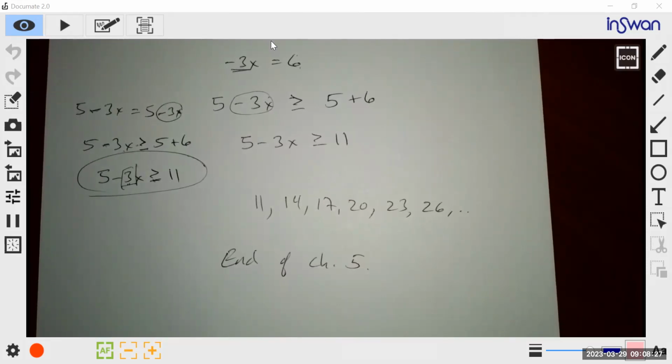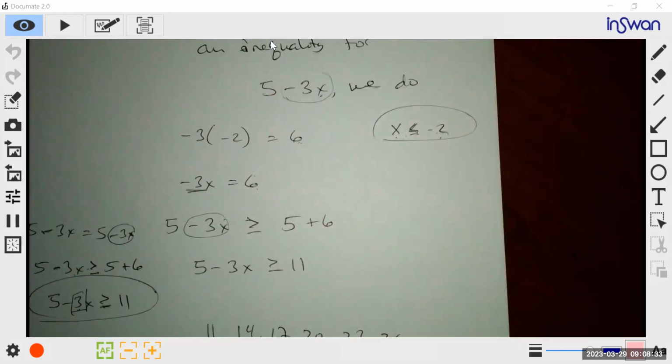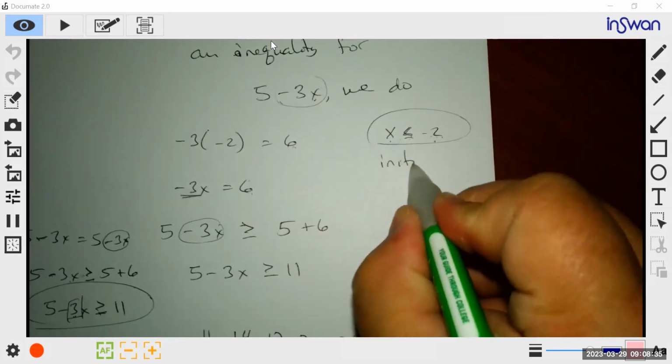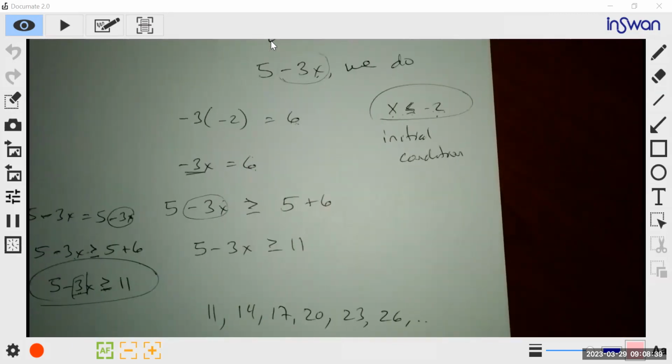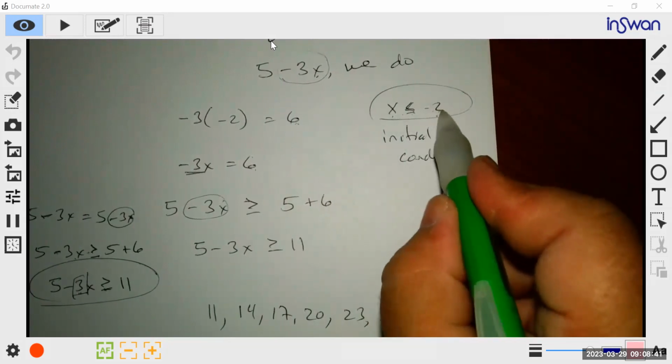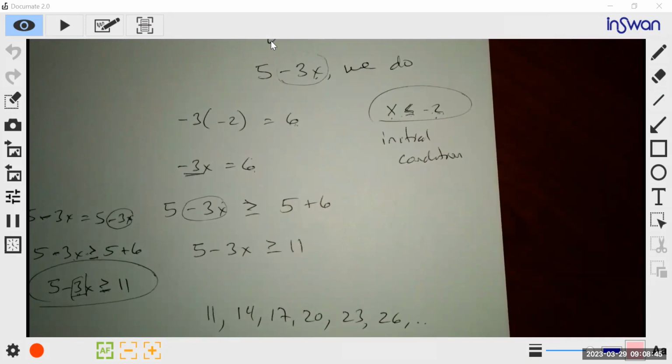First I was lost. I was wondering how you got 6, but then I forgot about the 2. Yeah, because of this. That's called an initial condition. So we start off with what we can, which is -2. And then I remember you got it from.